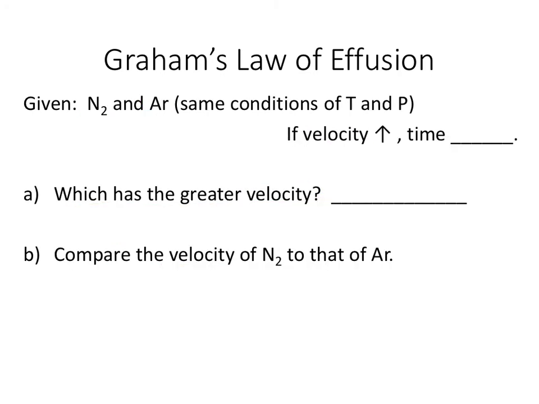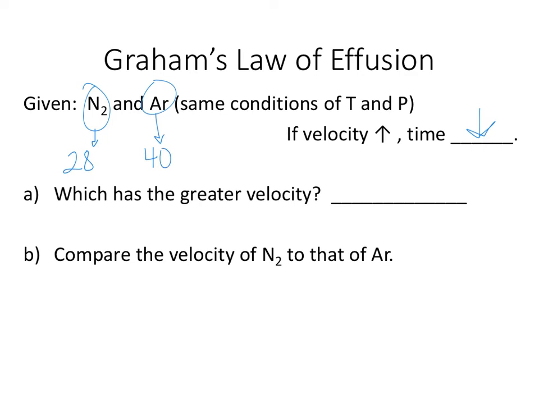Let's try another one. So given nitrogen and argon, again, 2 separate different gases, same conditions of temperature and pressure, and if velocity increases, if something goes faster, then it takes less time. So which has the greater velocity? So we need to look on the periodic table and find out the masses. Nitrogen is 14, but there's 2 of them, so the molar mass of nitrogen is 28, and argon is 39.95. That's going to round up to, let's just say 40 for now, just to give us some good round numbers.